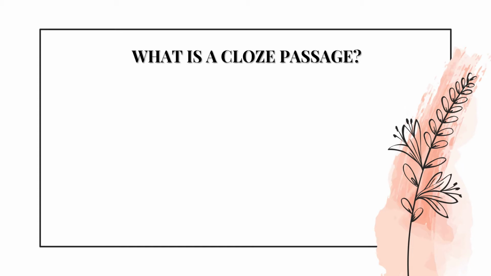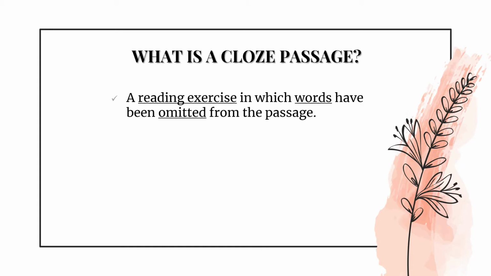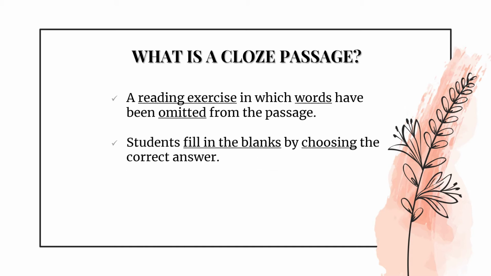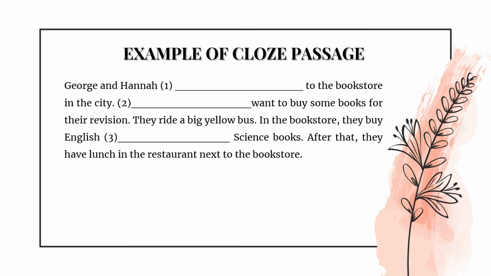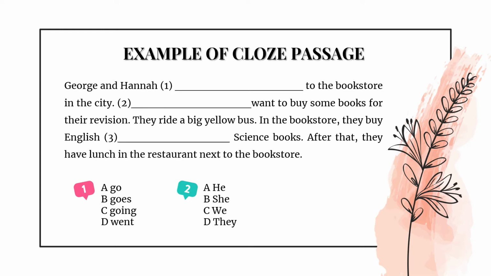Now, what is a closed passage? A closed passage is a reading exercise in which words have been omitted from the passage, and students need to fill in the blanks by choosing the correct answer. This is the example of a closed passage. As you can see, there are 3 blanks and there are also answers provided below the passage, and you need to choose either A, B, C or D. Now, are you ready to answer the questions?